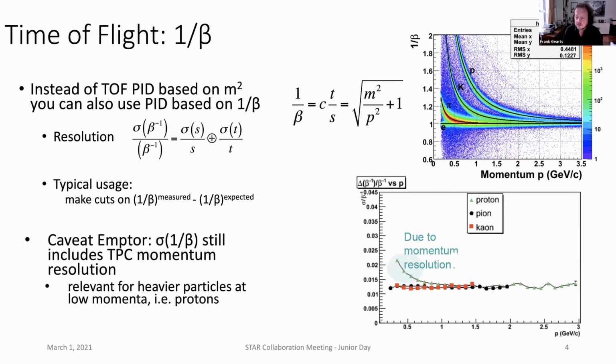Here you explicitly put in what the mass of a particle is and look for this distribution to be centered around 0, and the width is given by the resolution, which again is given by the time resolution. Now, you have to be a little bit careful, because the resolution in 1 over beta still includes the TPC momentum resolution. If you are looking at heavier particles, in other words protons, you need to be more careful, as you can see in this plot right here below.